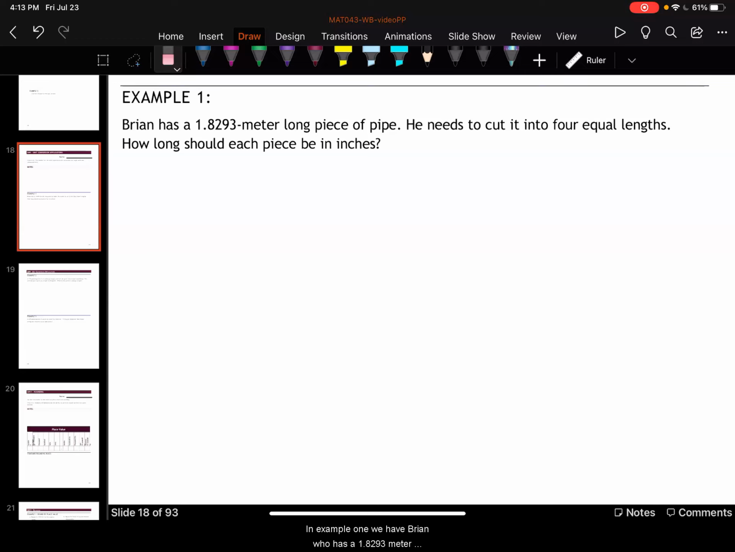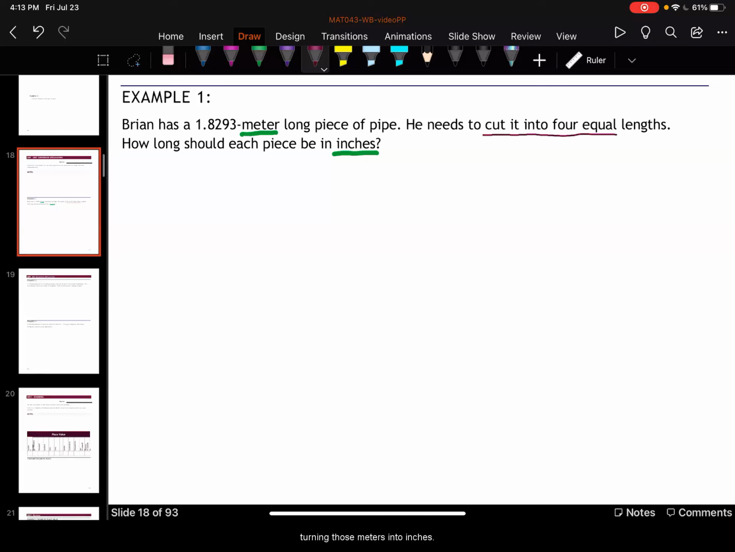In example 1, we have Brian, who has a 1.8293 meter long piece of pipe. He needs to cut it into 4 equal lengths. How long should each piece be in inches? So the conversion we're going to be looking at is turning meters into inches. We'll worry about cutting it into those 4 equal lengths at the end. That'll kind of be my last step. So first, let's go ahead and look at turning those meters into inches.